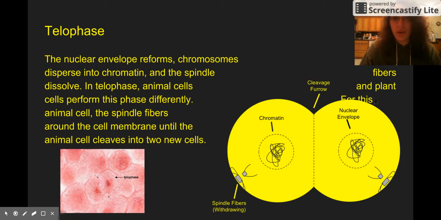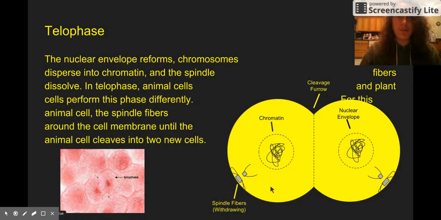Then it moves on to telophase. Those words are messed up, but I'll still explain it. Telophase. The nuclear envelope reforms, and chromosomes disperse into chromatin, which is this jumbled mess right here. And the spindle fibers dissolve. As you can see, they're breaking apart.